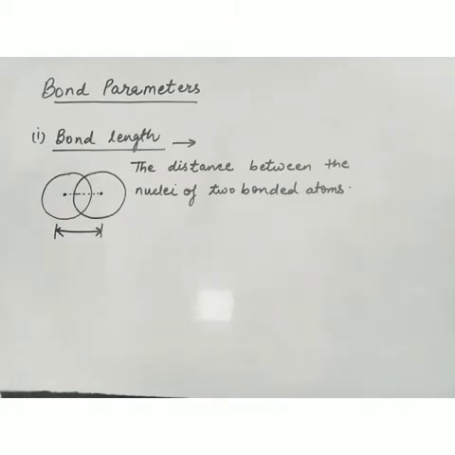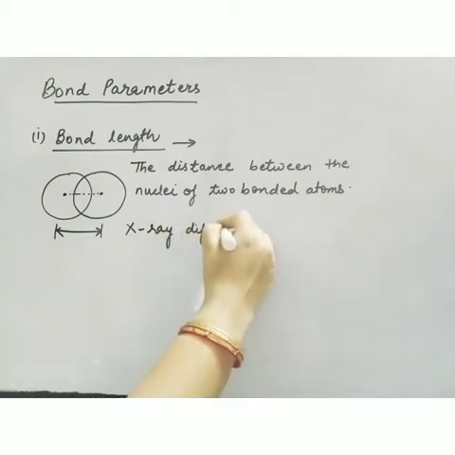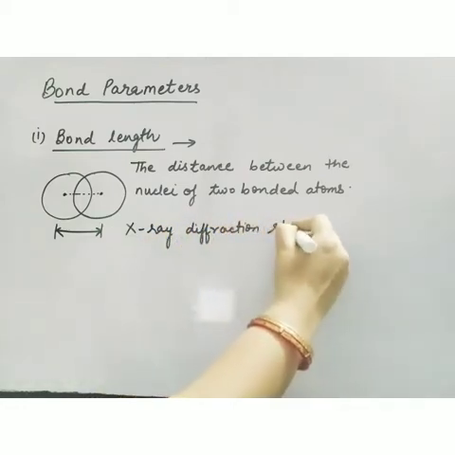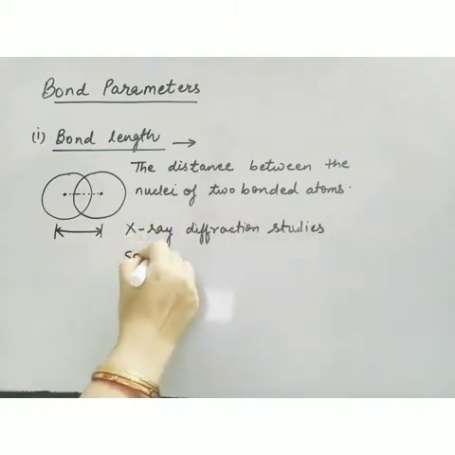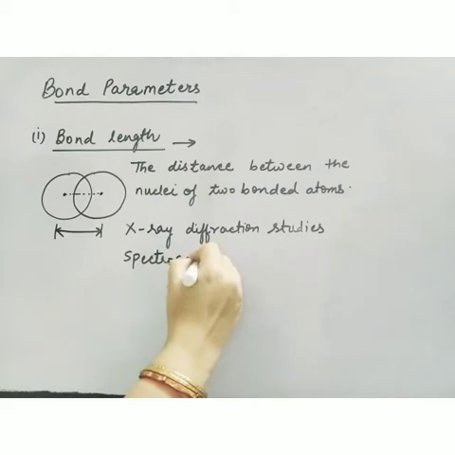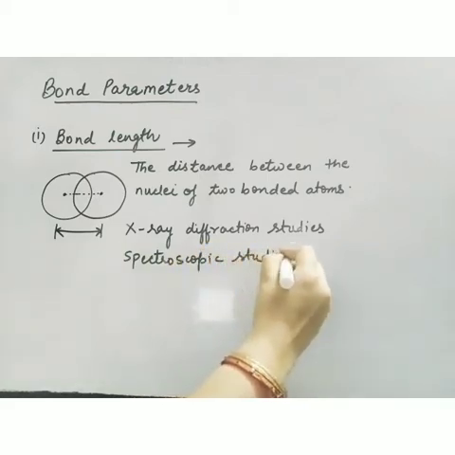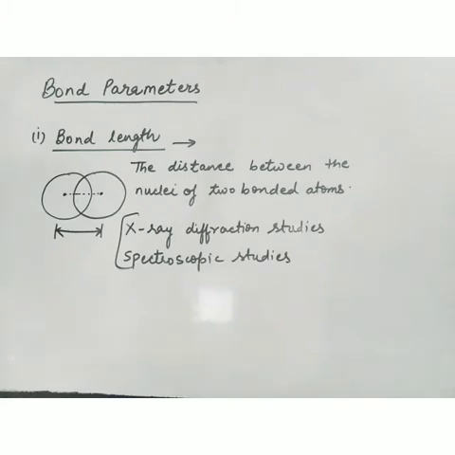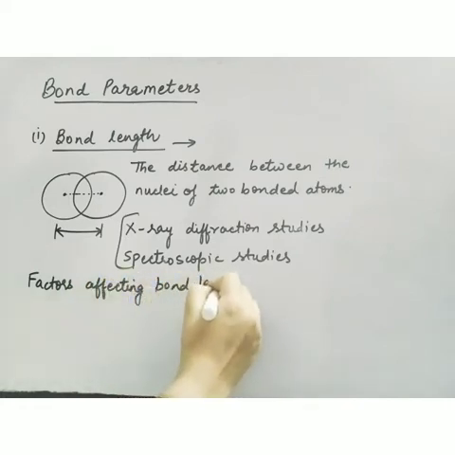There are several techniques to measure this bond length. X-ray diffraction studies are there, spectroscopic studies are there, with the help of which we can find out the bond length in a molecule. Now we have learned that there are three types of bond. Single bond is also there, double is also there, triple is also there. So now we have to discuss factors affecting bond length.